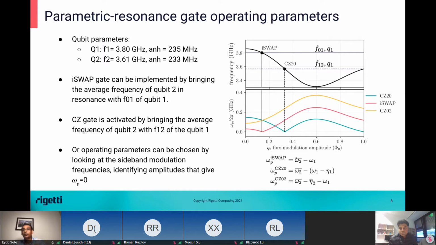sorry, I made a mistake here. It has to be divided by 2. I'm using the first sideband. So everything has to be divided by 2 because we are parking it at F max.